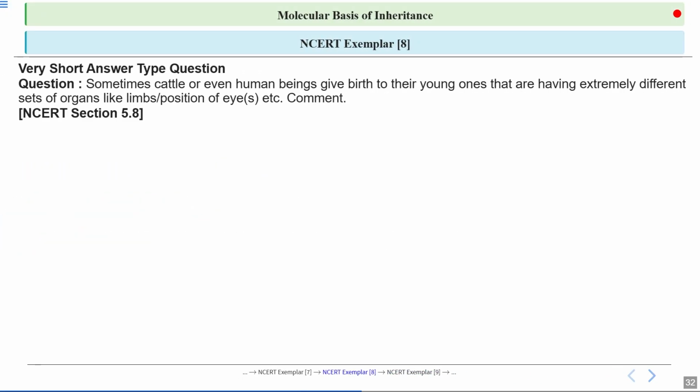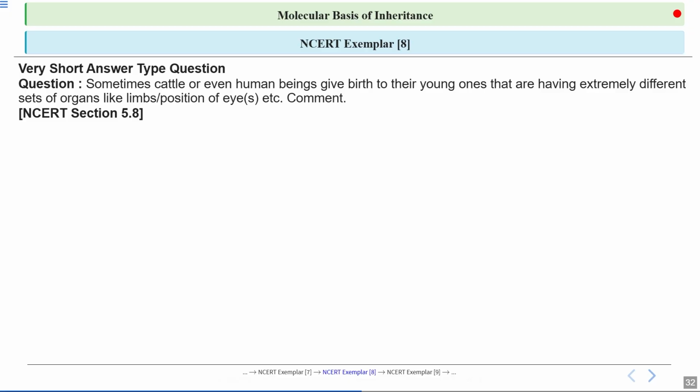Next question is, sometimes you can see cattle or even human beings give birth to young ones that have an extremely different set of organs, like limb or position of the eye. You have to comment on this statement. And for more information, you can read NCERT section 8.5.8 as well.